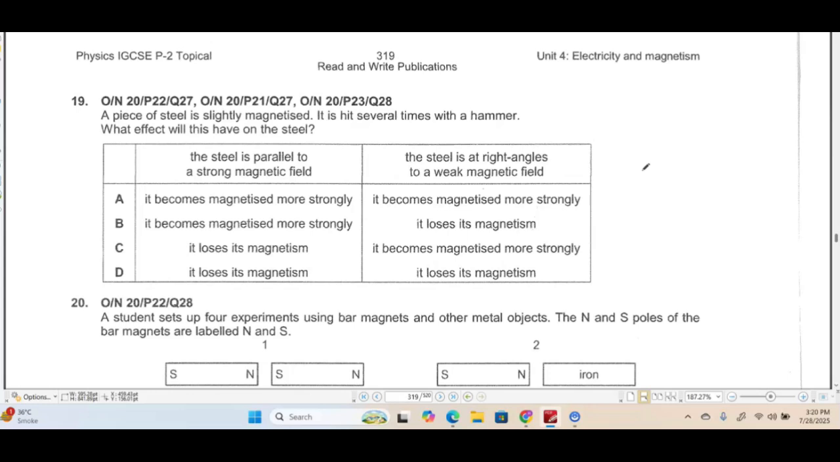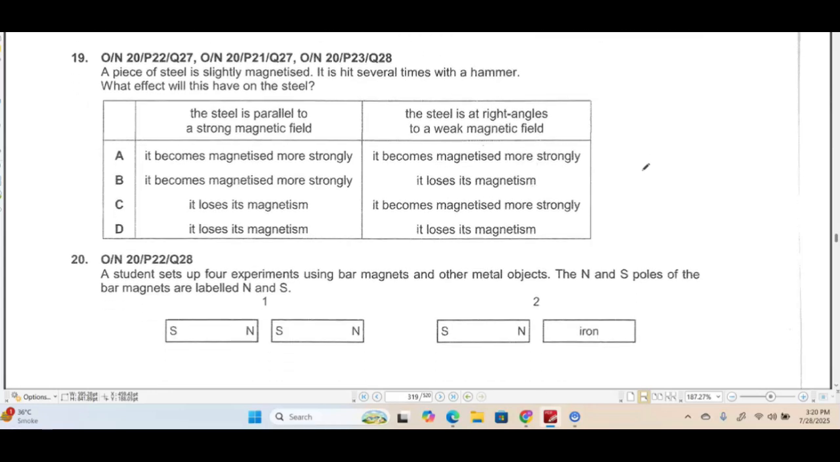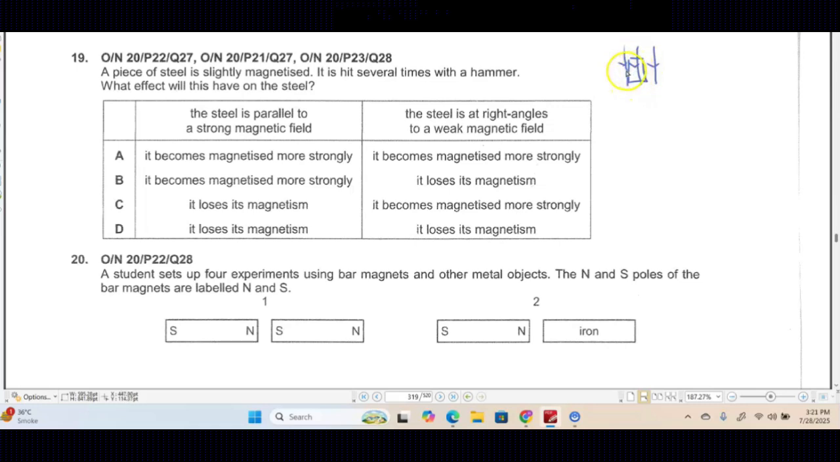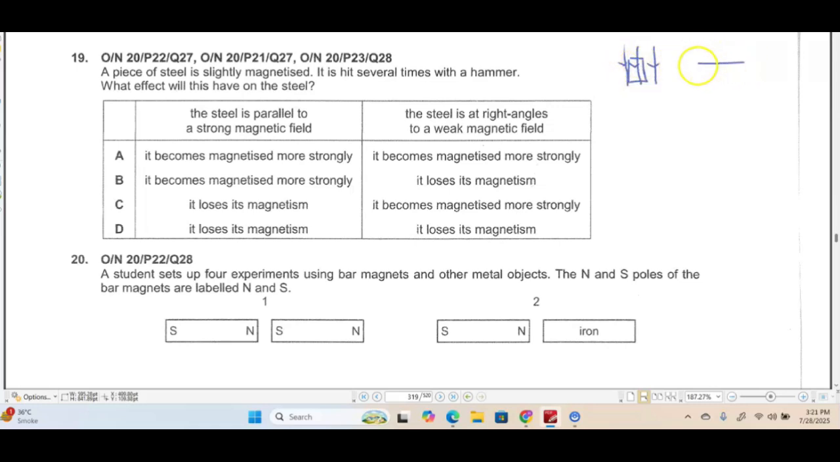Okay, question number 19. A piece of steel is slightly magnetized. It is hit several times with a hammer. What effect will this have on the steel? If the piece is placed parallel to the magnetic field lines, it is going to get magnetized and become a very strong magnet. And if it's there in the east-west direction, or perpendicular to the magnetic field lines, it is going to be demagnetized.